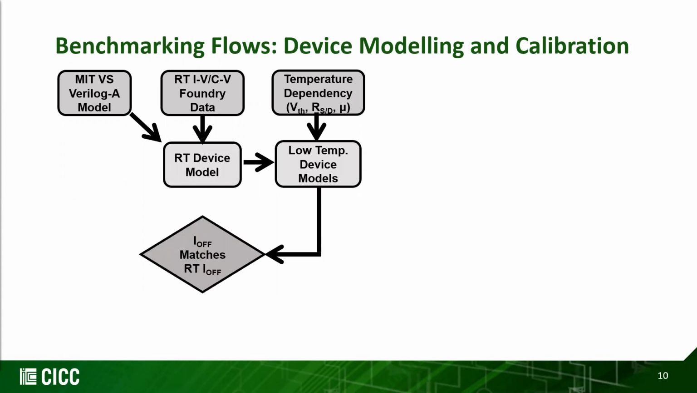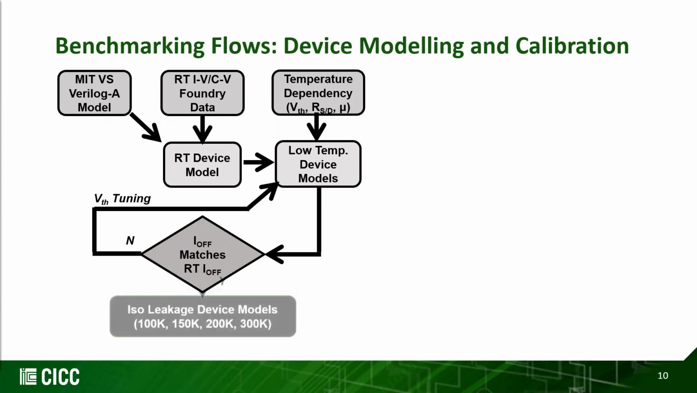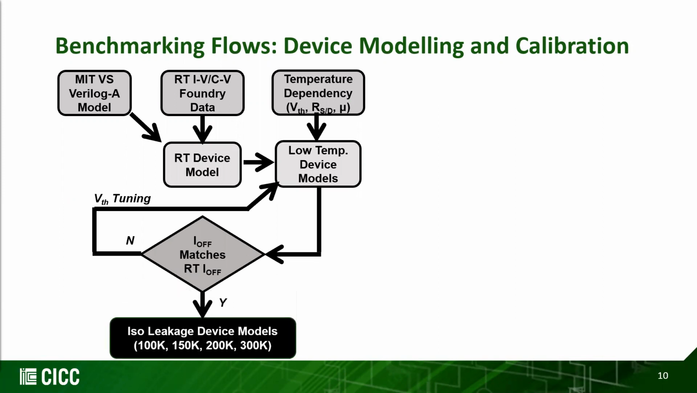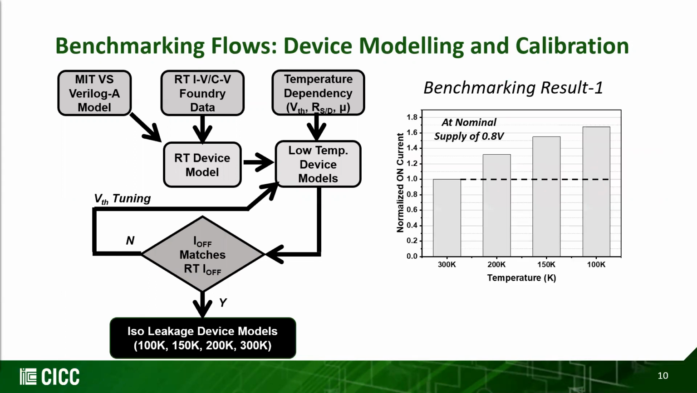If the device off currents at 200 Kelvin match that of the room temperature device, then the model quantifies as the iso leakage model at 200 Kelvin. If not, we adjust the threshold voltage and regenerate the models for 200 Kelvin. We repeat this experiment for different temperatures of 100, 150, and 200 Kelvin and different supply voltages of 0.4, 0.6, and 0.8 volts. What we see in this graph is that at a nominal supply voltage of 0.8 volts, a device on current measured on the iso leakage device models increases by 32% at 200 Kelvin, 55% at 150 Kelvin, and 68% at 100 Kelvin.